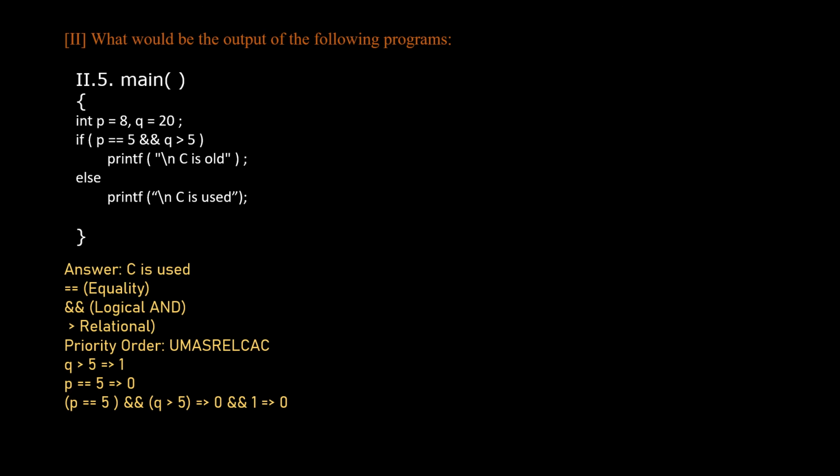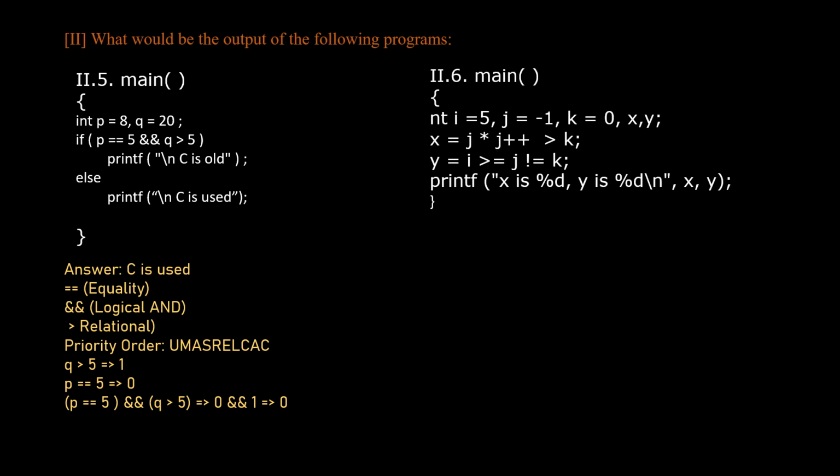So here I have mentioned the priority order using the first letters of the hierarchy table which we have seen. So unary, multiplicative, additive, shift, relational, equality, logical and, logical or, conditional, assignment and comma. So if we write down this priority order, it would be easy to solve however many operators there are in the equation. Let's see the next question.